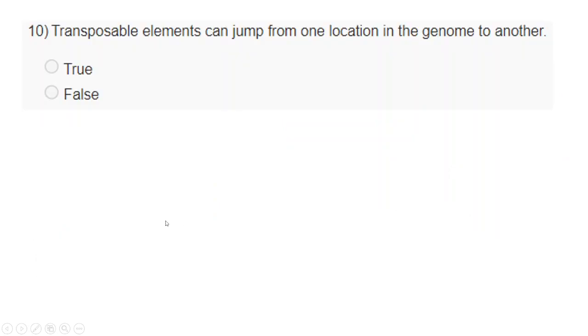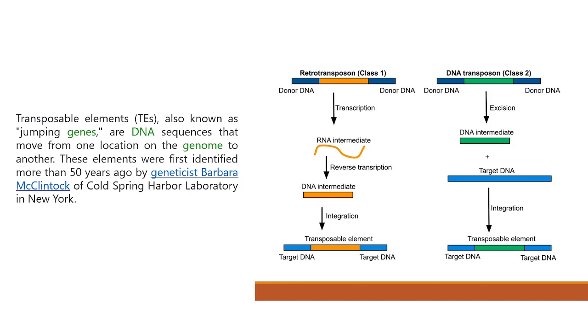Moving on. Transposable elements can jump from one location in the genome to another. Anybody? True or false? True. Yeah, this is true. Transposable elements are also called jumping genes because they have the capacity to move from one location in the genome to another. These are basically DNA sequences, and they were first identified by the geneticist Barbara McClintock of Cold Spring Harbor Laboratory in New York.